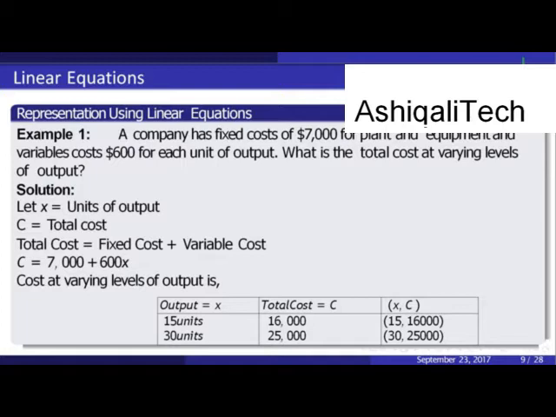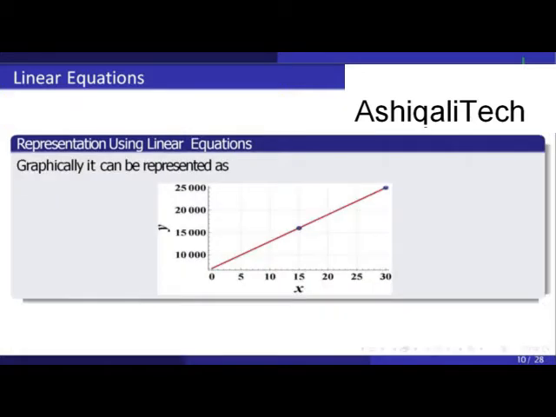So cost at varying level of output is represented in the following table. First column is output, which is equal to x. Second column is total cost, which is equal to c. And the third column is the numbers x, c. So if you take 15 units, total cost is 16,000 and it is represented by the number 15, 16,000. Similarly, if the output is 30 units, then the total cost is 25,000 and the number is represented by 30, 25,000.